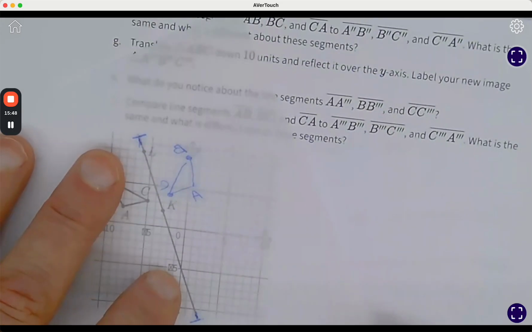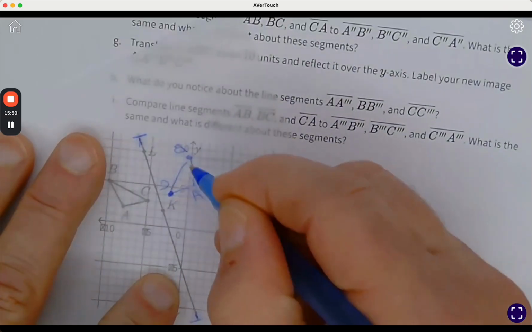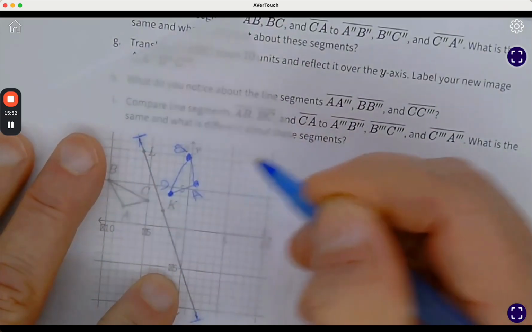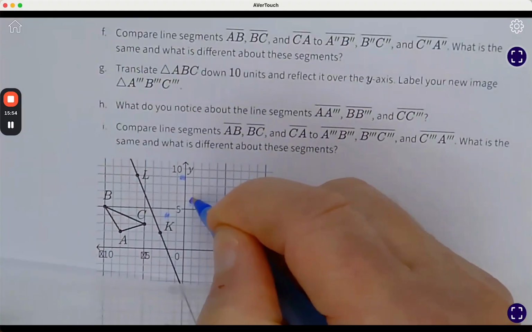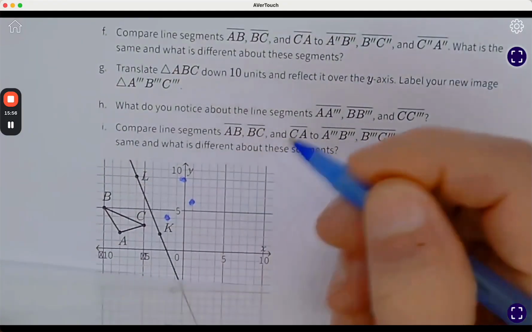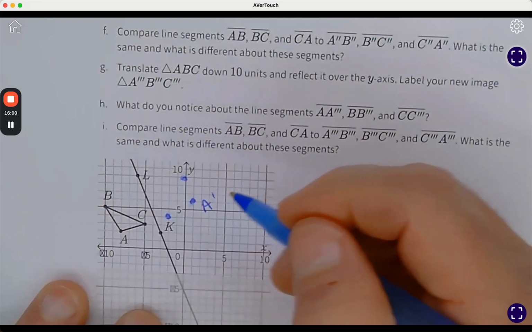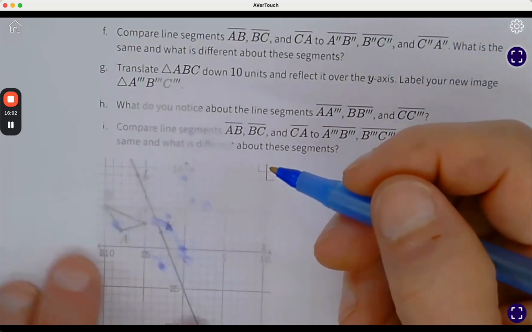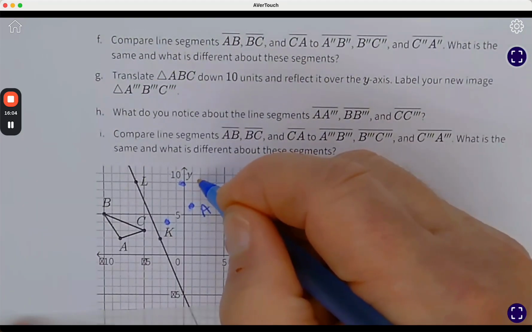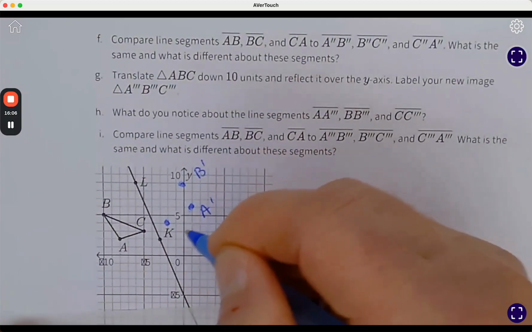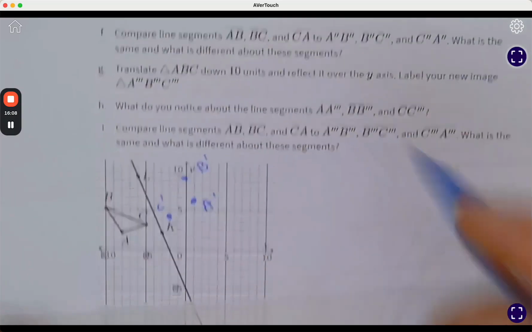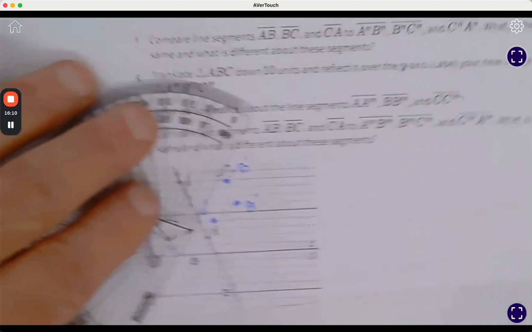Okay. And now this is my new triangle. This is A prime. This is B prime. And this is C prime. And I'm going to connect them, and I'm going to do a good job.